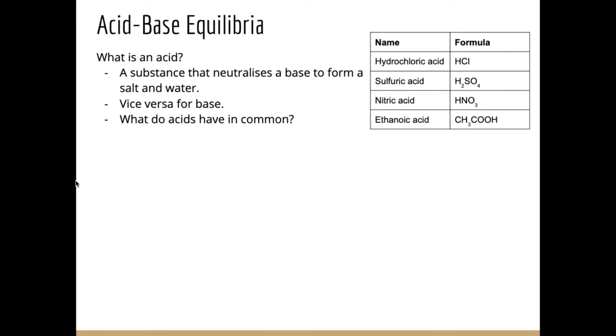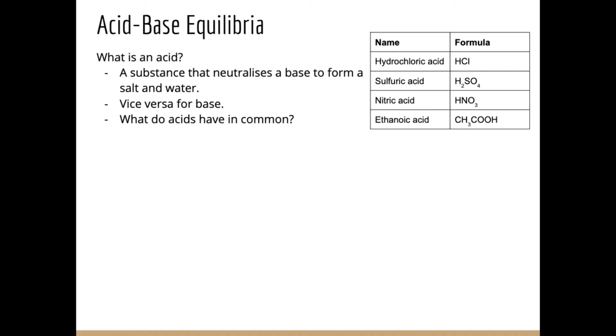So, we've looked in quite a bit of detail at what an equilibrium is: forward and backward reactions, with the same rate when they reach that equilibrium. We're now going to apply that to the concept of acids and bases, right? These are two words that I'm sure you've heard at some point floating around. So let's just consider what an acid is. An acid is a substance that neutralizes a base to form salt and water.